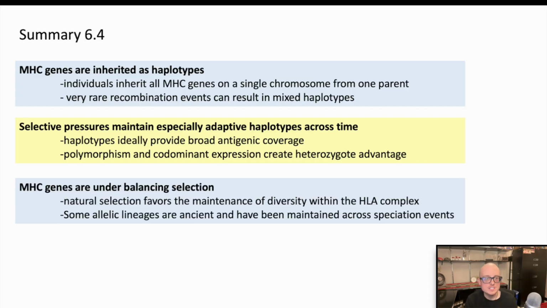Finally, we saw that MHC genes are under what we call balancing selection, a type of natural selection that favors the maintenance of diversity and high degrees of polymorphism in general, and that is certainly true within the HLA complex. One consequence of balancing selection is that some allelic lineages are quite ancient indeed, and have been maintained across many speciation events, not only in human and primate evolution, but across many phyla within the vertebrate family tree. Okay, that covers it for MHC genetics.